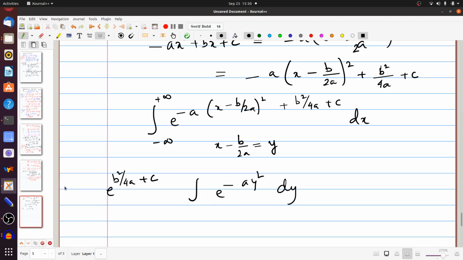And the critical step here is to realize that this shift does not change the limits. Now, there's a bit of a tricky issue here. You might say that taking away a constant amount from both the upper and lower limits of an integral, where the limits are both infinite, should not make a difference. And this argument would be almost perfect if what you are taking away were real. But in general, b by twice a could also be complex or purely imaginary.